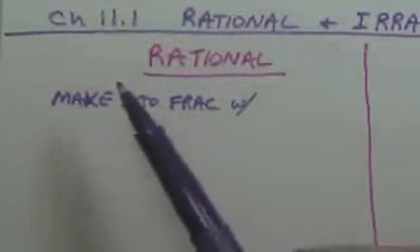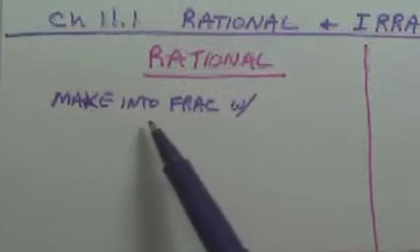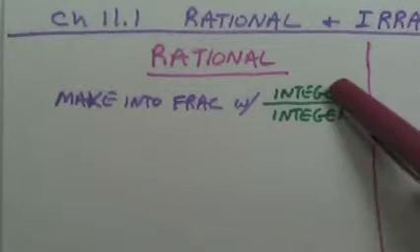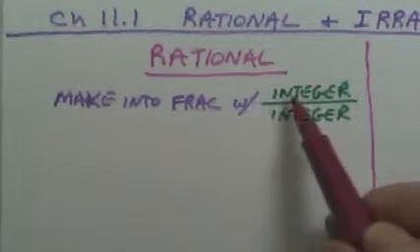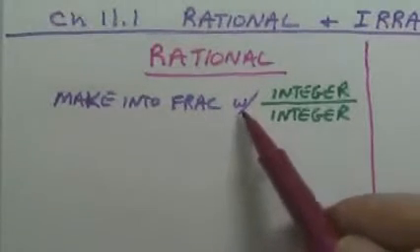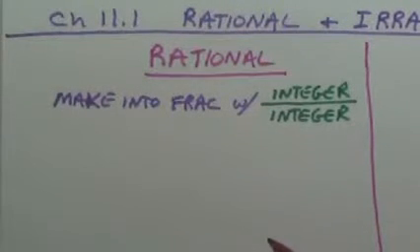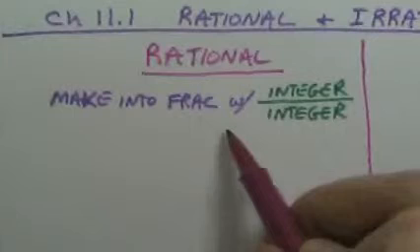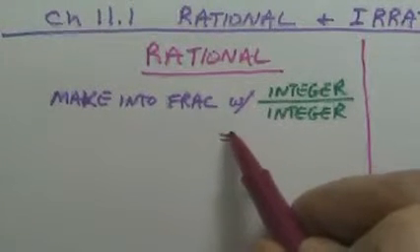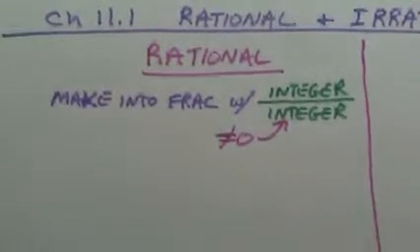Okay, a rational number is basically when you can make a number into a fraction with an integer over an integer. An integer divided by an integer. If you can take a number and make it into a fraction with an integer over an integer, that's considered rational. The only thing is, though, you can't have this one right here. It cannot equal 0. This bottom number. Then it would be undefined.